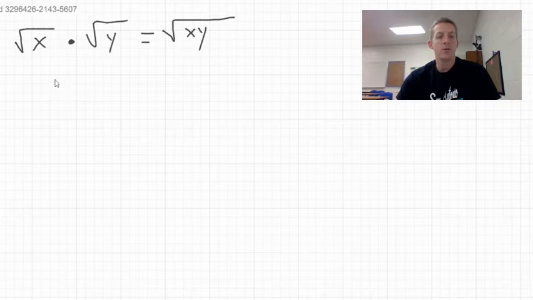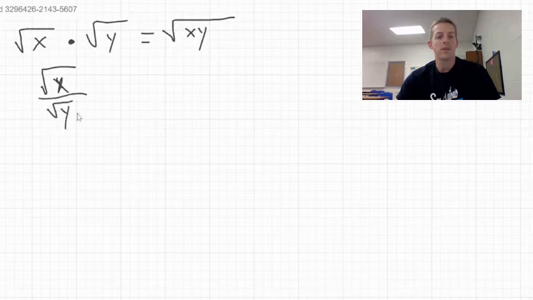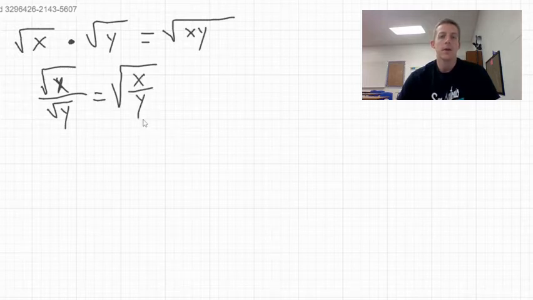For division, this is the quotient rule. I'm going to use the same square root of x over square root of y. The quotient rule says that instead of having them separate, you can put them together. So we have x over y. So those are two rules that are going to be very important in some of the examples that I have planned.